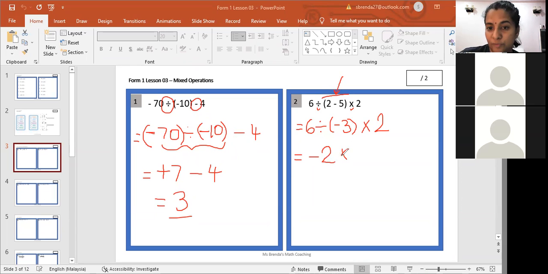And then you don't forget, you still have this times 2 to be done. And again, ask yourself, this is negative, this is positive. So your answer is going to be negative. And what is 2 times 2? It would be 4. It's not that difficult now, isn't it? Okay, we do more questions.